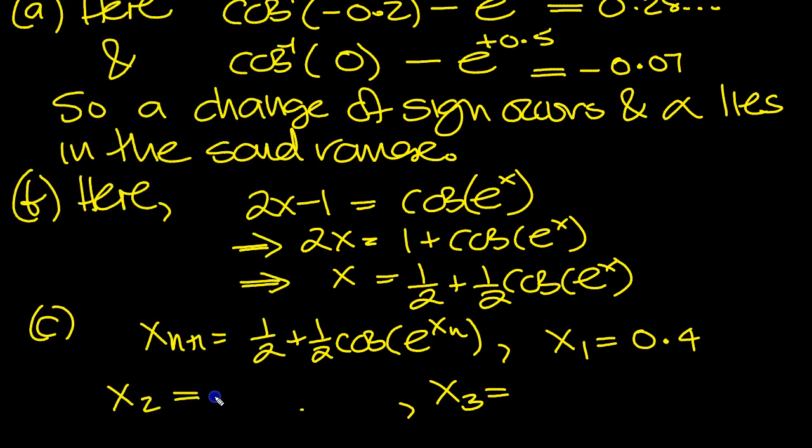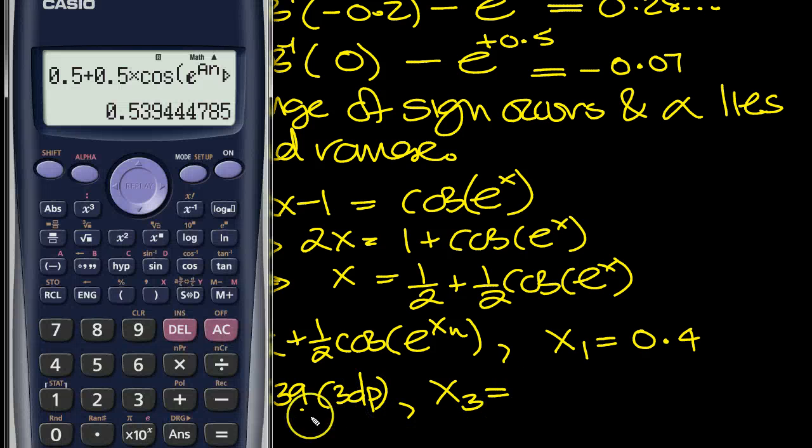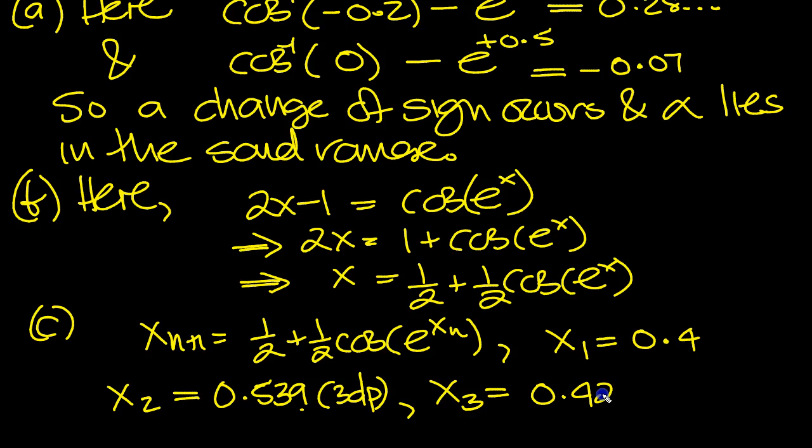0.539, and that was to 3 decimal places. And then x3, we just press equals again. We get 0.428. And that again was to 3 decimal places.